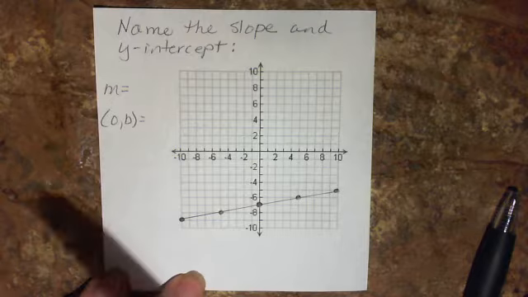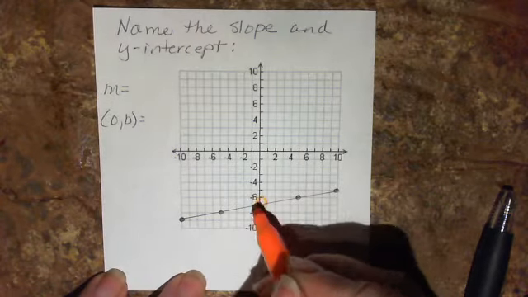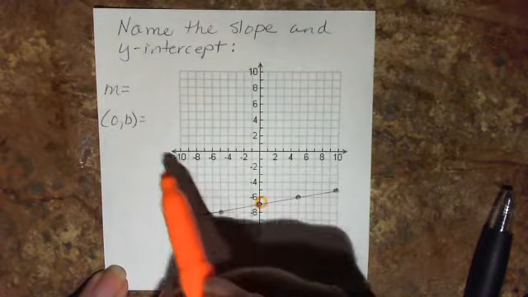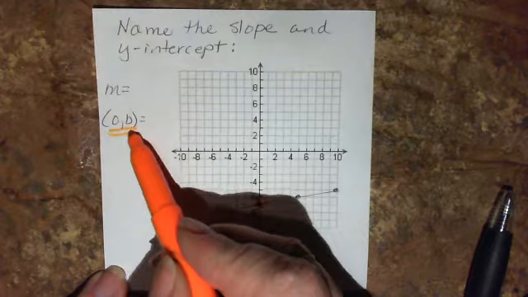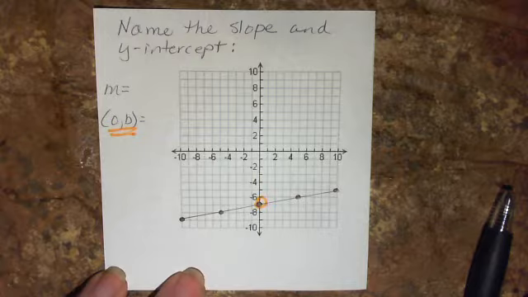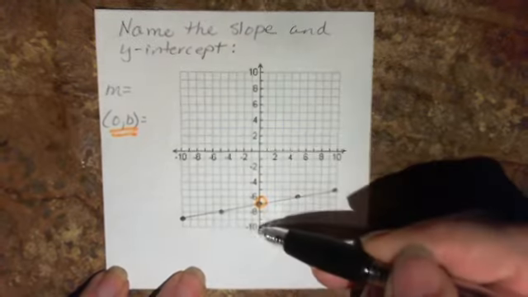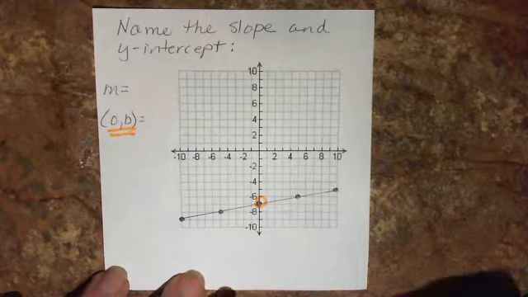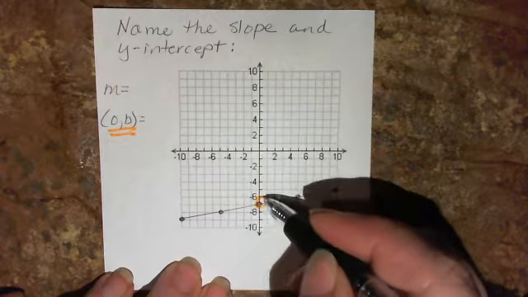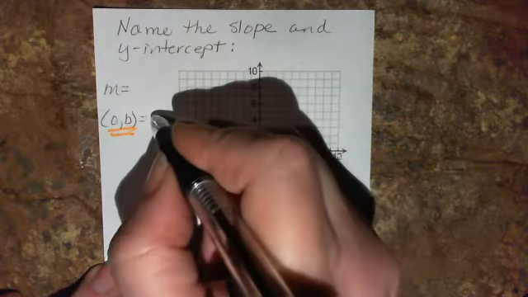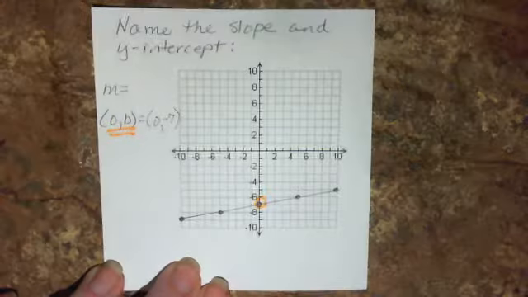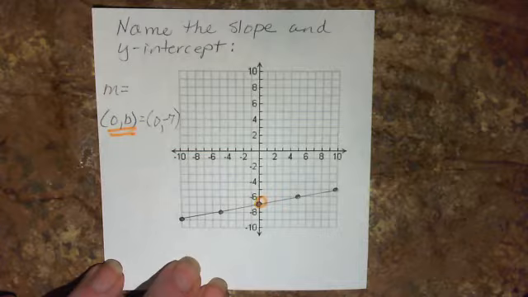So we can tell this point here is where the line crosses the y-axis. That is the y-intercept. So the y value is the second value in the y-intercept. Remember, when a line crosses the y-axis, the x value is 0. So what is the name of this point? This ordered pair is the point (0, -7). So the y-intercept is (0, -7).